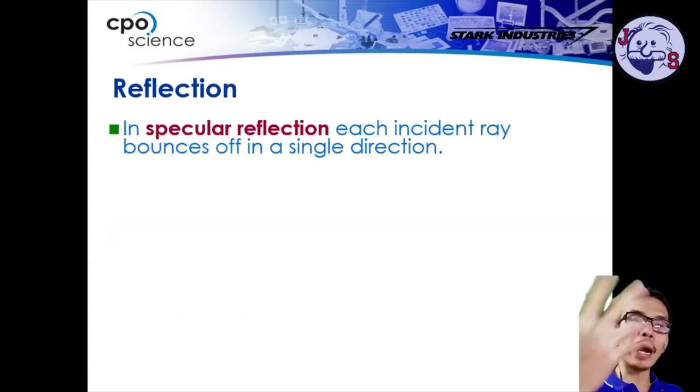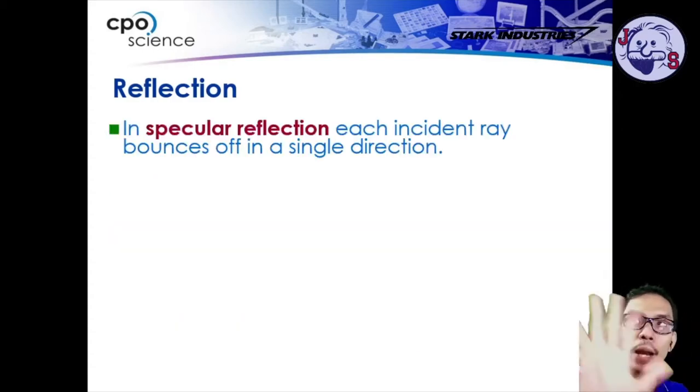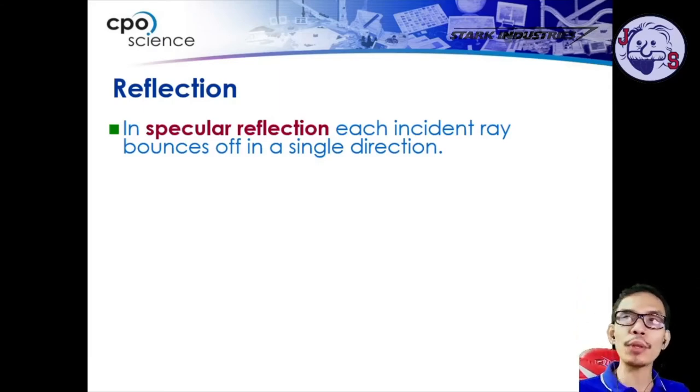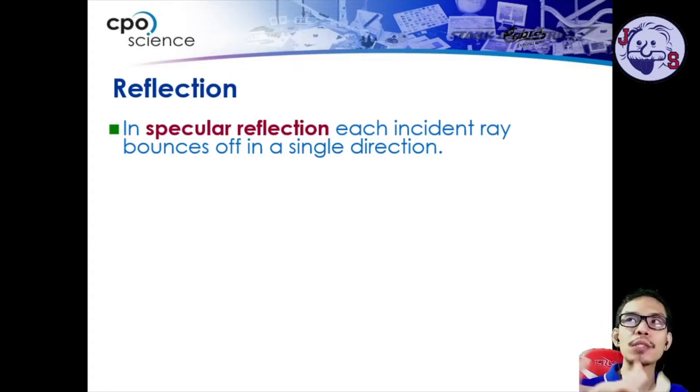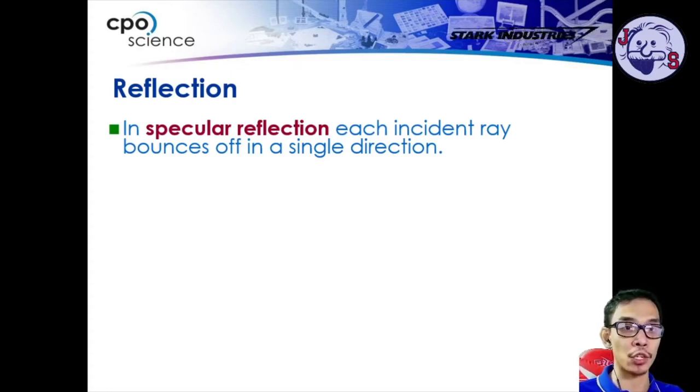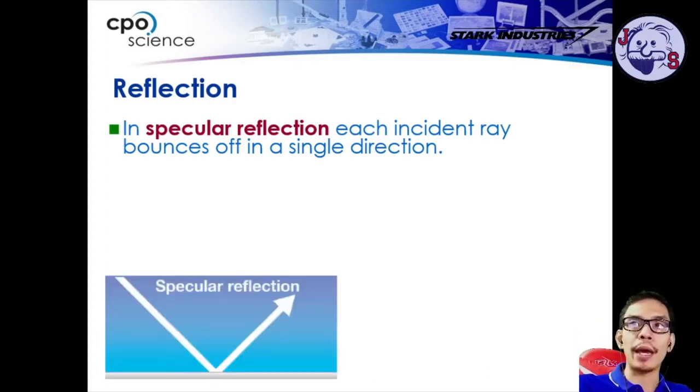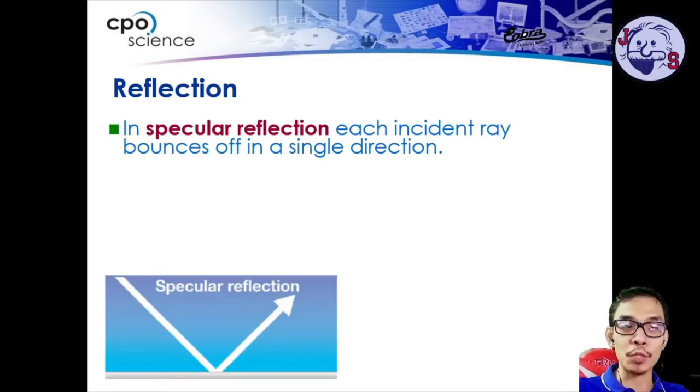Alright. So, there are two types of reflection. Number one is specular reflection. When we talk about shiny surfaces, it does specular reflection, because it allows the light to bounce off in a single direction, and it looks like this. Specular reflection can happen on any surfaces that are shiny and smooth.